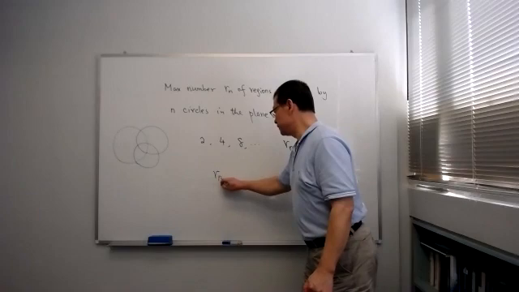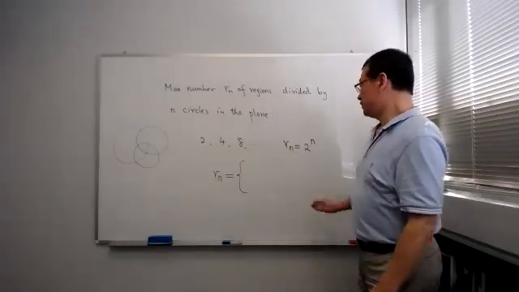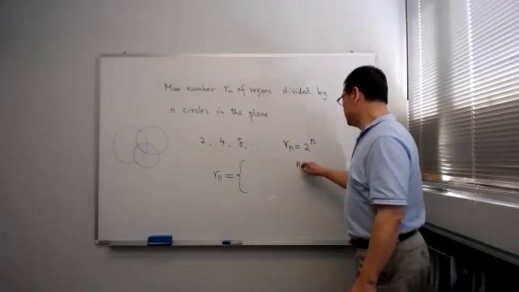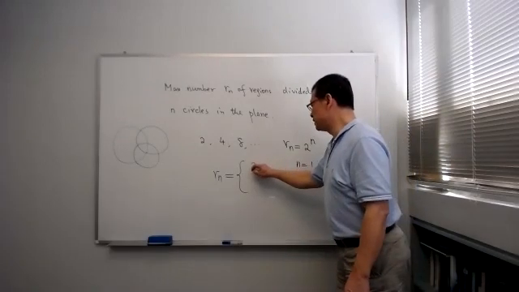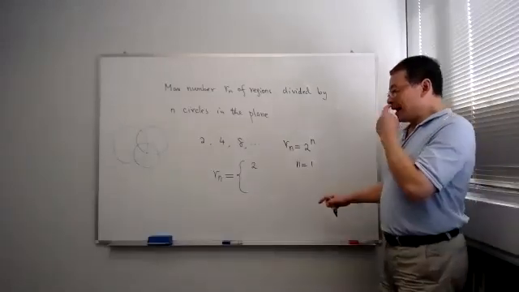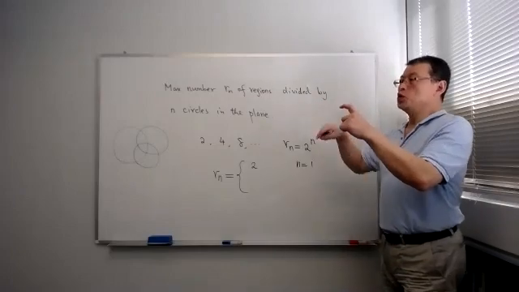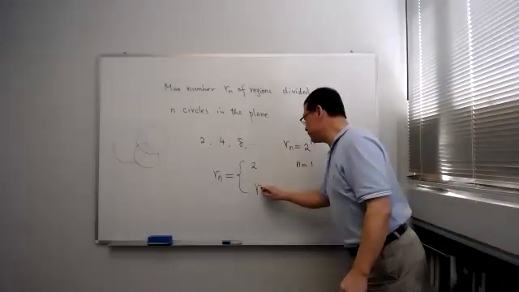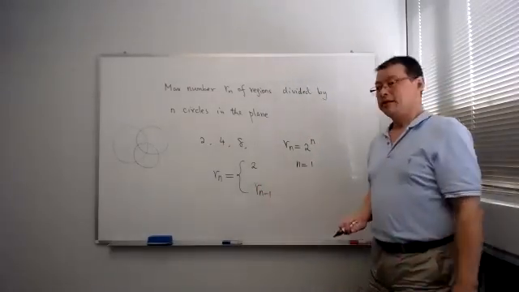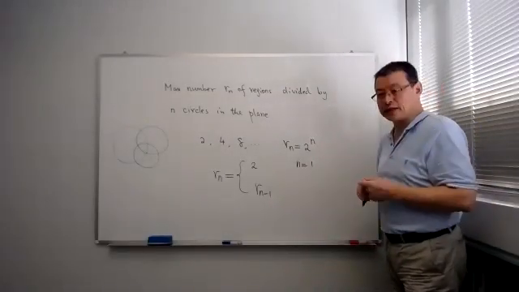Rn equals, if n equals 1, there are 2 regions. All right. Now, for n greater than 1, without this circle, there will be Rn minus 1 different regions divided by n minus 1 circles.